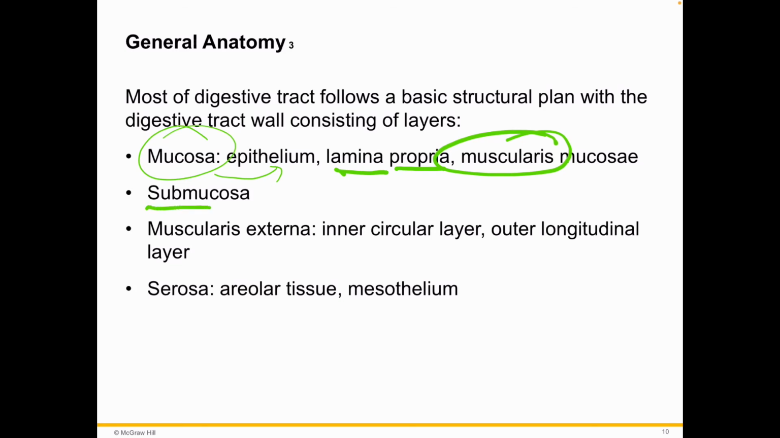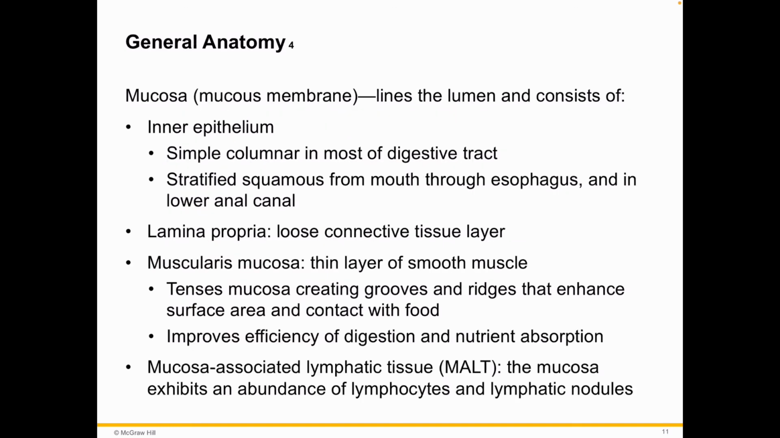We have a submucosa, a stronger muscle layer, the muscularis externa, on the outside and inside. So there are these layers and they go in kind of different directions, and that's going to help as we move and churn food through peristalsis. There's also, as always, the serosa, areolar tissue, mesothelium, connecting, cushioning the area, protecting it.